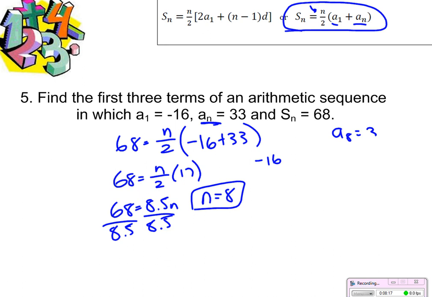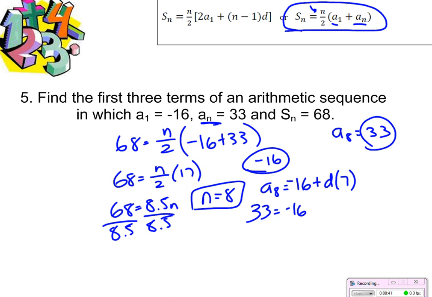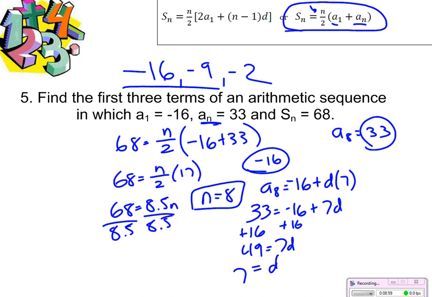So to figure out what the common difference is, which is what I need to figure out the next three terms, this is my first term, this is my 8th term. So to figure out my 8th term, I took my first term plus my common difference times 7. So 33 equals negative 16 plus 7d. Add 16, add 16. This becomes 49. So my common difference is 7. So the first three terms, negative 16, plus 7, plus 7 again. There's my first three terms.